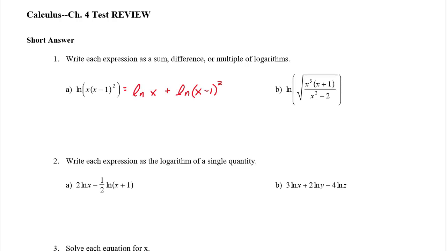At this point I should be able to take this exponent that's on the second one and move it out as a coefficient to arrive at my final result of the natural log of x plus 2 times the natural log of x minus 1.